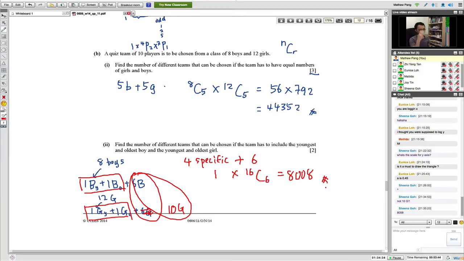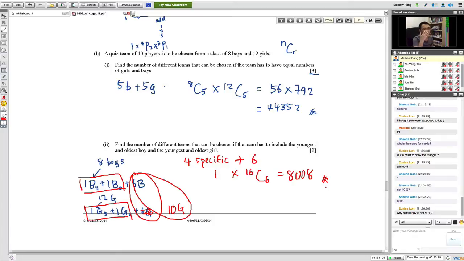Yep, this is the correct answer. So what I do over here is, for the boys, I'm going to separate out the youngest boy and the oldest boy, and then the rest I write here. Same, I do the girls: youngest girl and oldest girl, and then 12 girls, I still left 10 girls here, because it said these 4 specific people need to be included. And then I need to form a 10 player team, right? So I just need to find another 6 from the 16 members there.